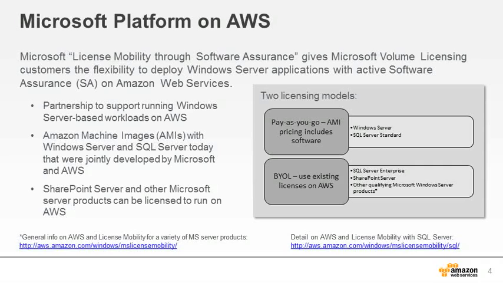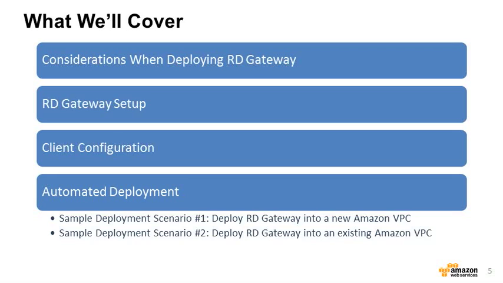There's a couple links on the page that are worth looking at, though, if you're thinking about migrating other server components to the platform, and how license mobility works. So what we're going to cover today is what are some core considerations for deploying a remote desktop gateway, how you then set it up, how you configure your clients, which are then the machines that will be accessing the remote desktop gateway, and then further jumping into the infrastructure inside the environment.